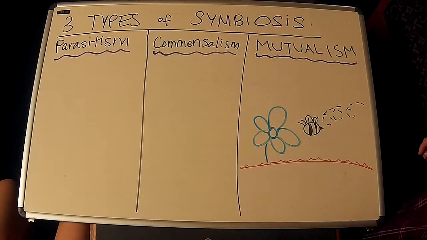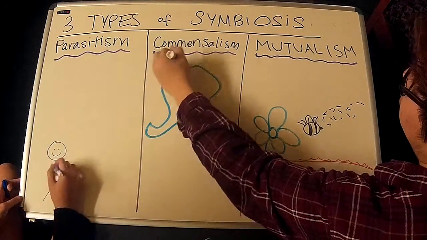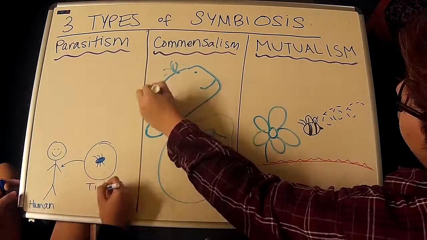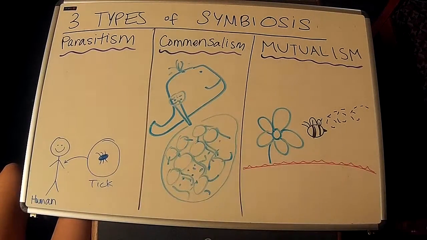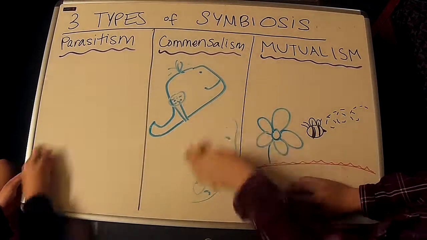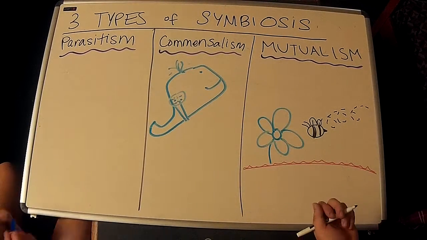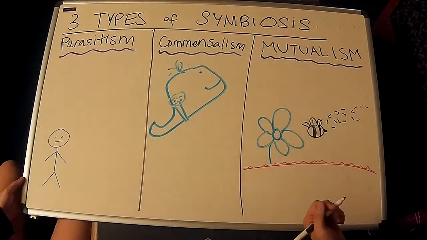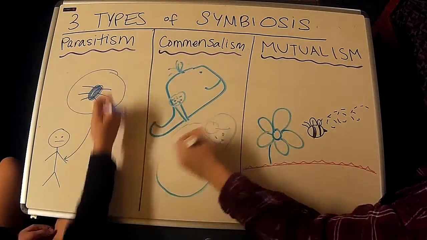Another example is parasitism, where one organism, the parasite, forces an interaction between another organism, the host, and benefits while harming the host. This is seen by a tick and human interaction. The tick latches onto the human and drinks its blood, thus benefiting the tick and harming the human.